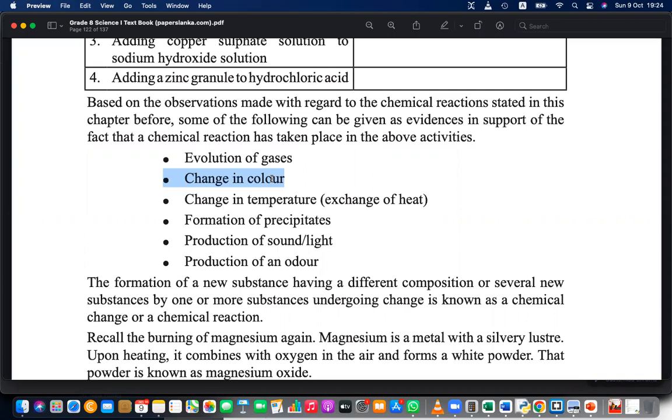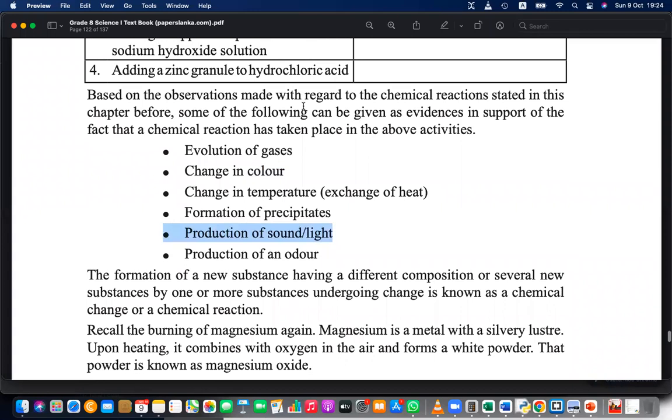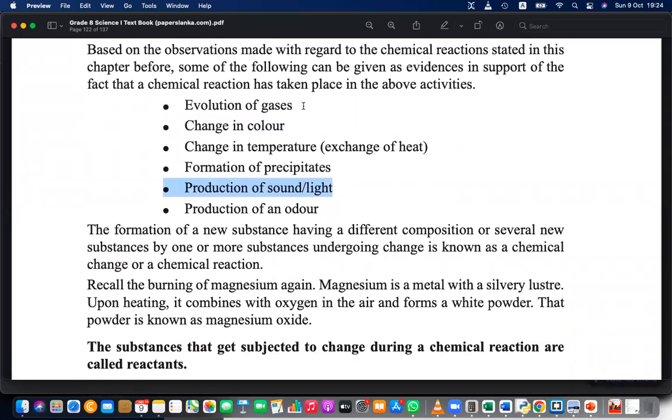Then any light or sound? Was there any light or sound? Yes, sir. It has produced a bright light, a bright flame. Therefore, this has happened, so you can decide that it is a chemical reaction. So now, what has happened when you burn magnesium in air? It has reacted with oxygen in the air and created magnesium oxide.